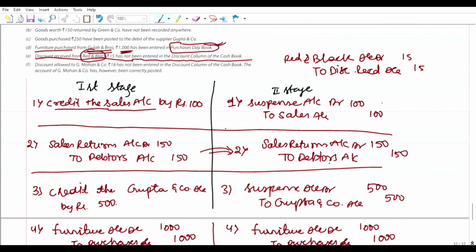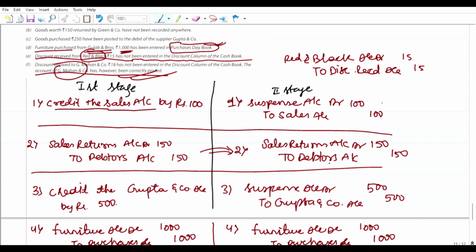Next, last transaction. Discount allowed to G Mohan and Company, rupees 18, has not been entered in the discount column of the cash book. The account of G Mohan and Company has however been correctly posted. See, they have mentioned it separately.